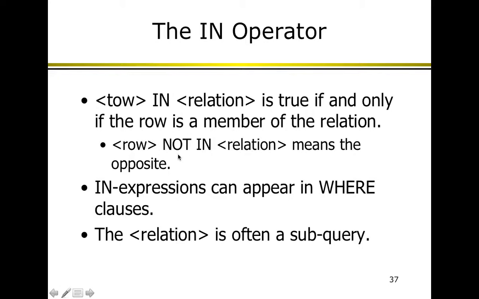And this up here says row, not toe. So row is in the relation, and the relation is going to come back with a grouping of items. It is true if and only if it is a member of the relation, or it's not in, which means the opposite of being in. So an expression is going to appear in the where clause, and the relation is often a subquery.